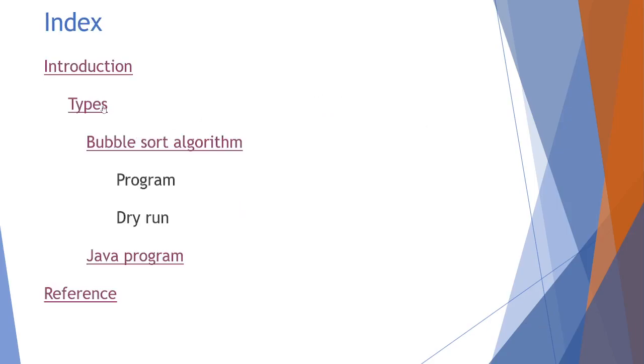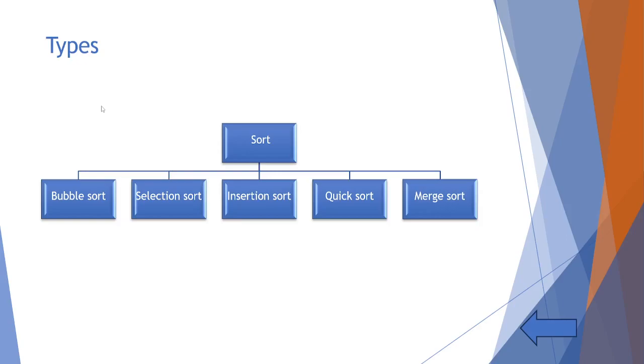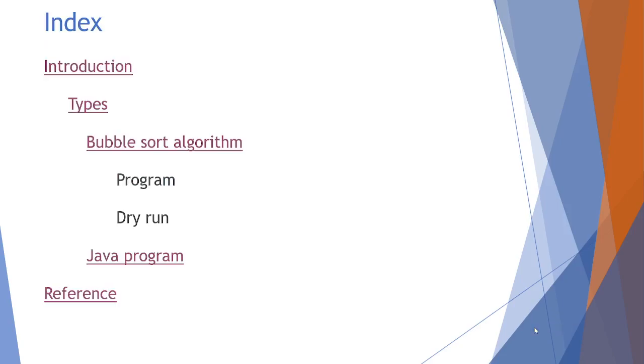Now let's start. Types can be bubble sort, selection sort, insertion sort, quick sort, heap sort, merge sort, bucket sort. So many types of sorting are there. But the very first algorithm using computers, by which data is arranged in either ascending or descending order, is the bubble sort algorithm. So let's learn a little bit about the bubble sort algorithm.